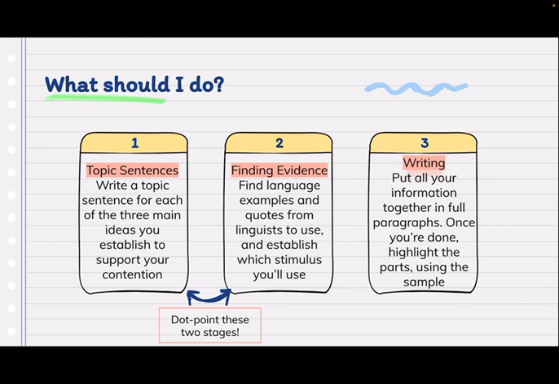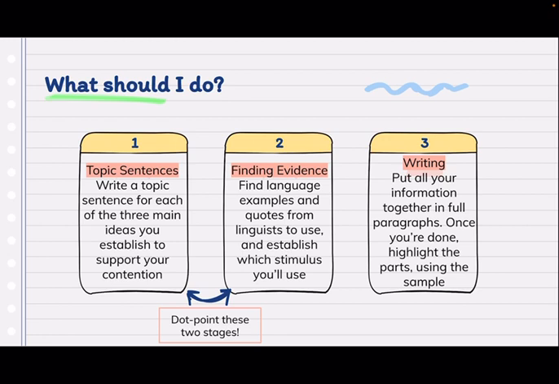The second thing is to find evidence. So you find language examples and quotes from linguists to use, and you need to establish which stimulus you'll use for which main idea. You need to dot point these two stages, and that's kind of how you group your main ideas. So when you hear your teacher say that they want to see evidence of planning, this is what we're looking for. Then once you've done those two things, you move on to writing.